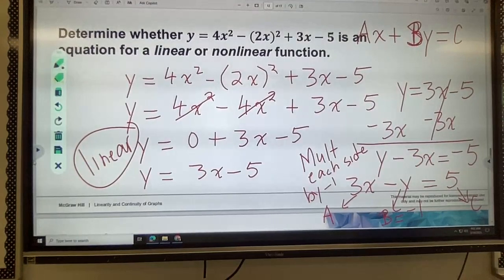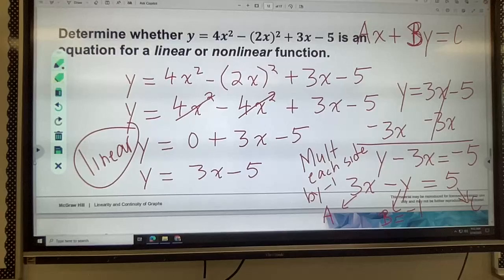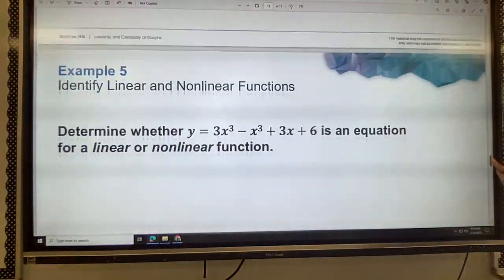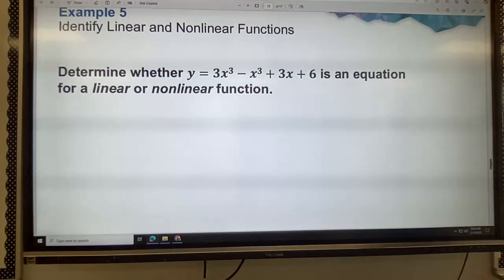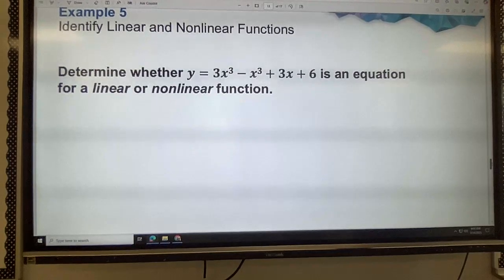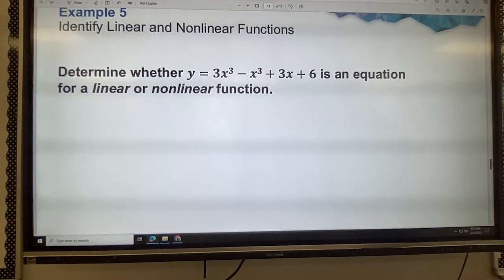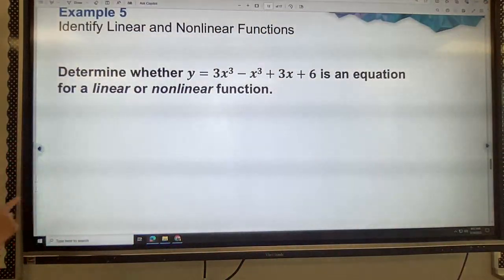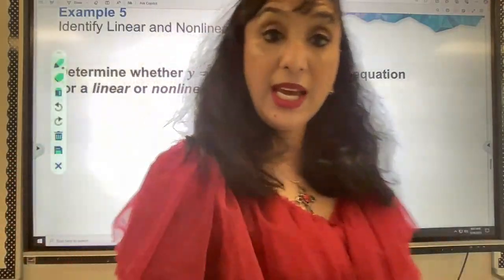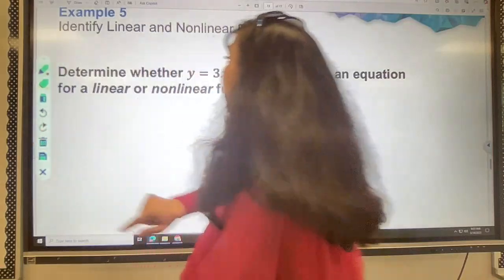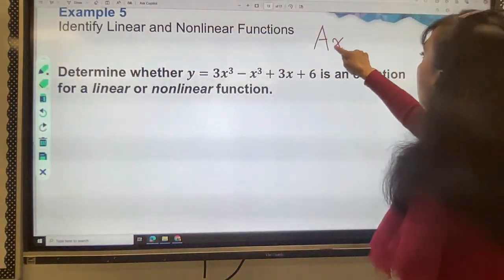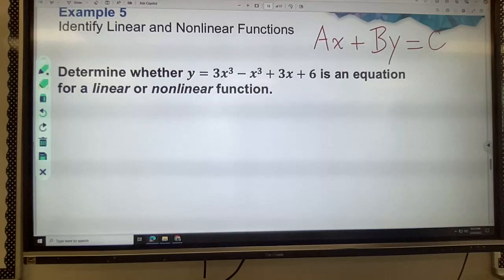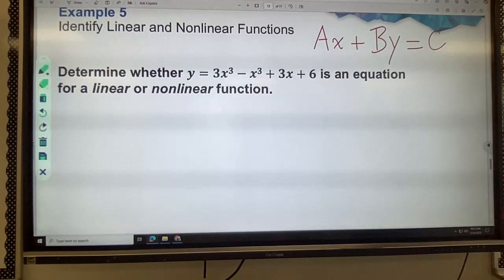Okay, let's do another one to see if it is linear or not. Let's look at this one. And same thing, we are going to go ahead and try to put it in the format that I just told you was the standard form of a linear equation. Ax plus by is equal to c, and we are trying to get to that format. All right, and there's my standard form of a linear equation.